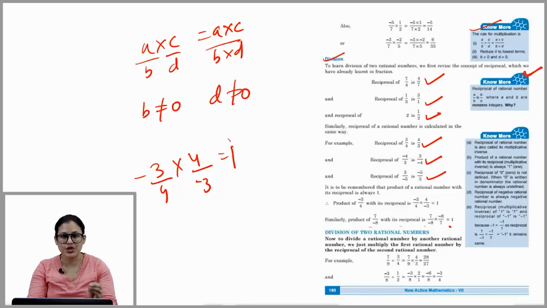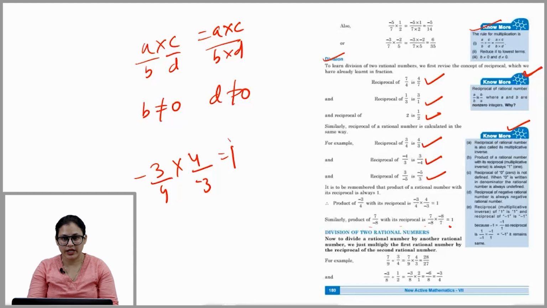Reciprocal of a rational number A by B is B by A, where A and B are non-zero integers. The reciprocal of a rational number is also called its multiplicative inverse. B, the product of a rational number with its reciprocal is always 1. C, reciprocal of 0 is not defined. When 0 is written in the denominator, the rational number is always undefined, right?